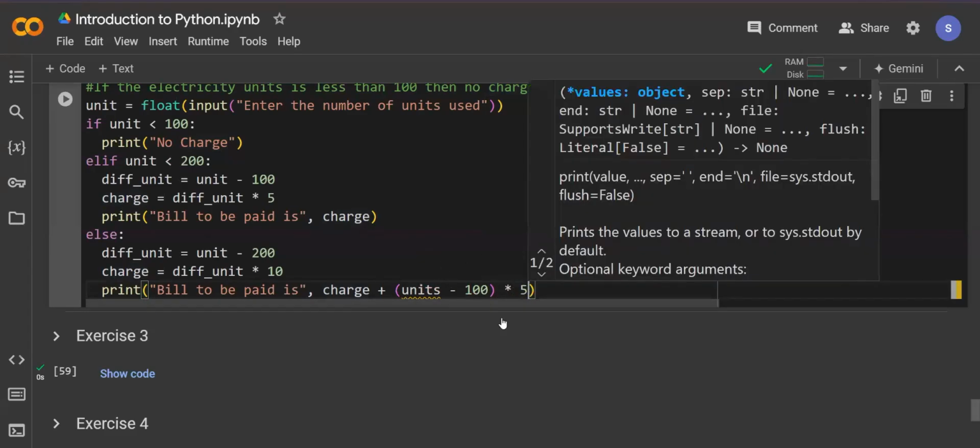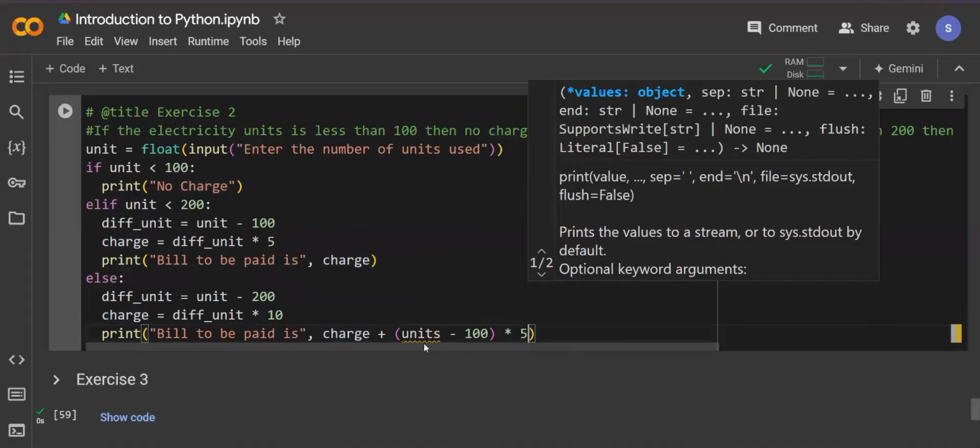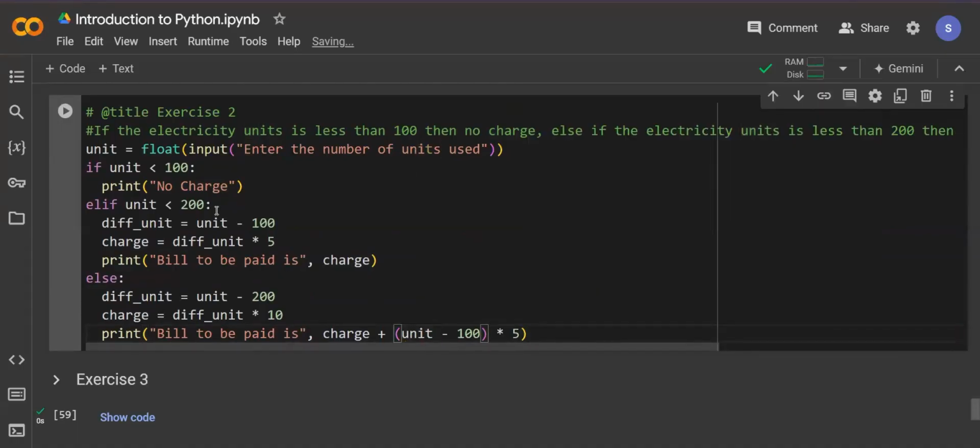Now, why is it multiplied by 5? Because, sorry, it is not units, it's unit, because we have used unit. Okay, unit minus 100 multiplied by 5. So this charge is the extra charge for 200, but this charge we have to add because from 100 to 199 we have rupees 5 per unit. Even that should be added. Correct? So that has been added here. So let's understand how this works now.